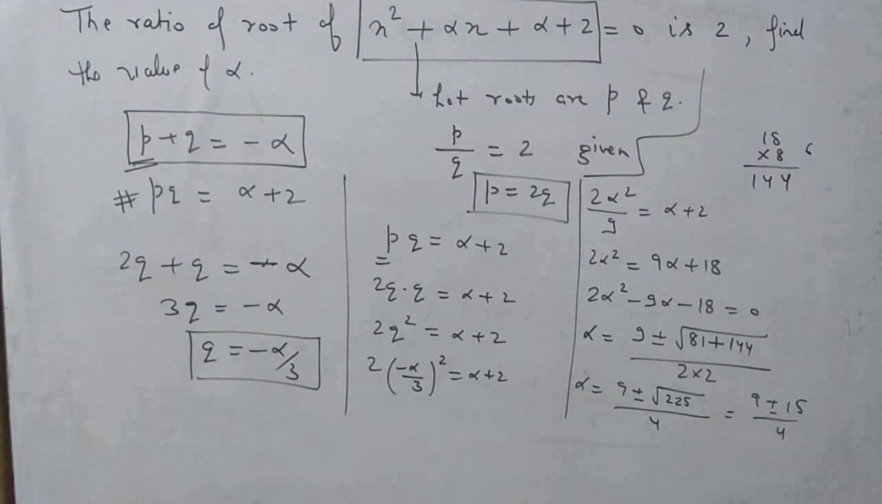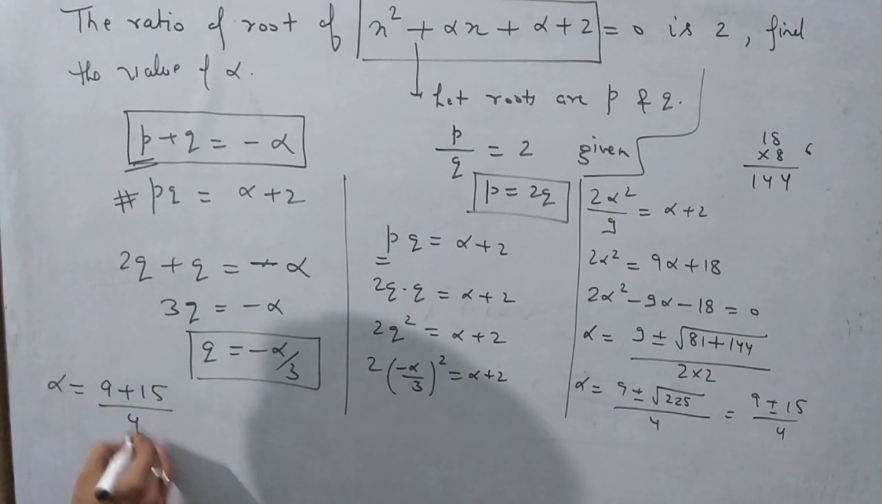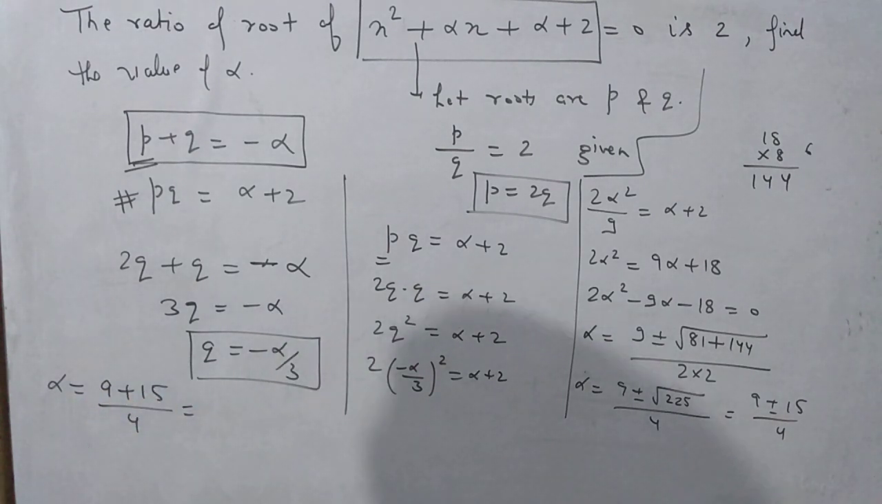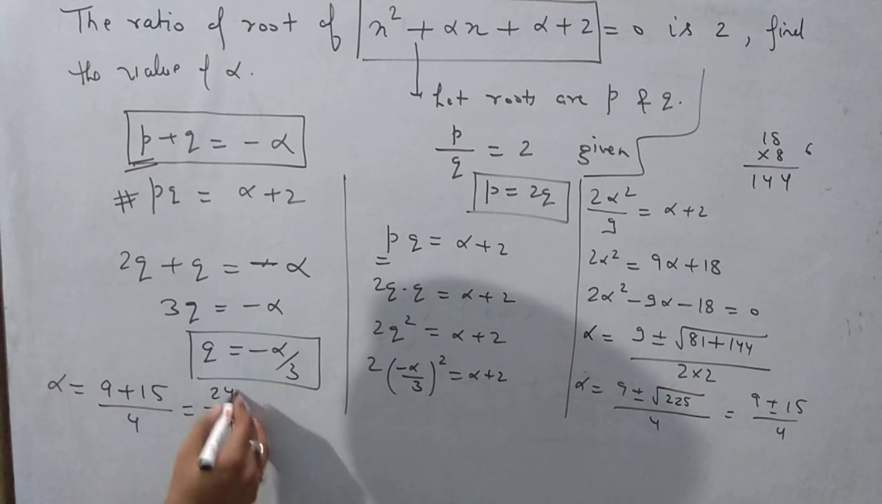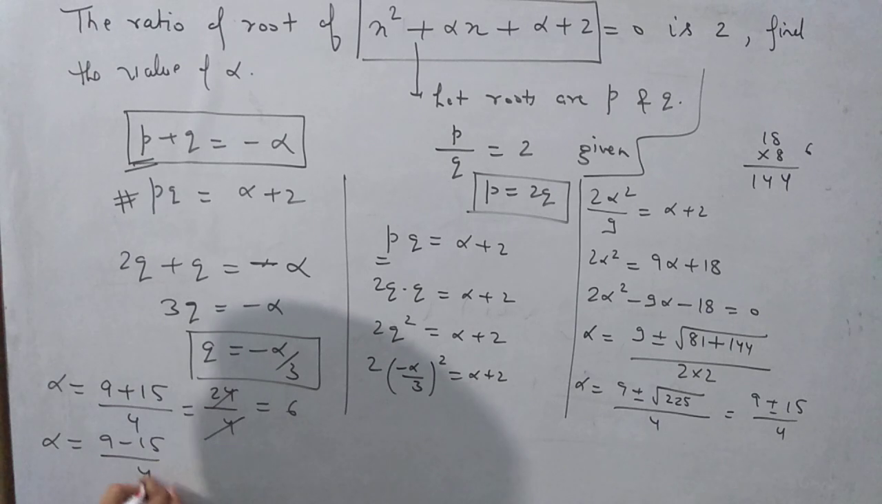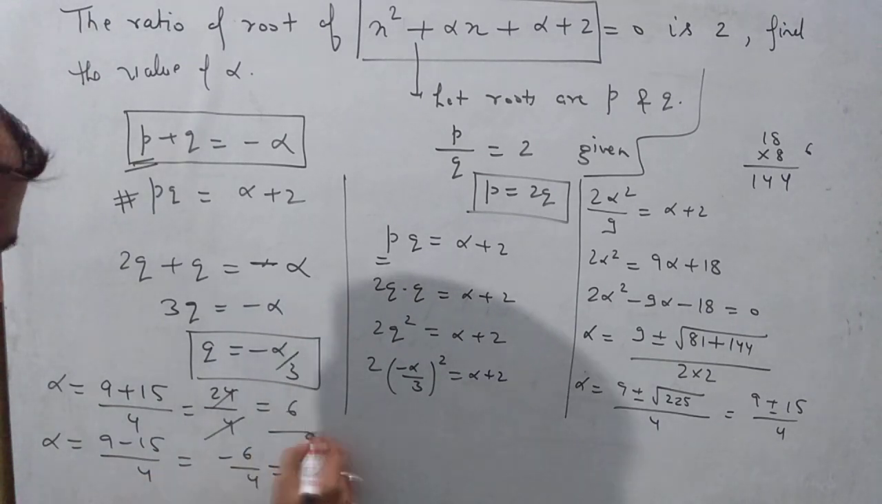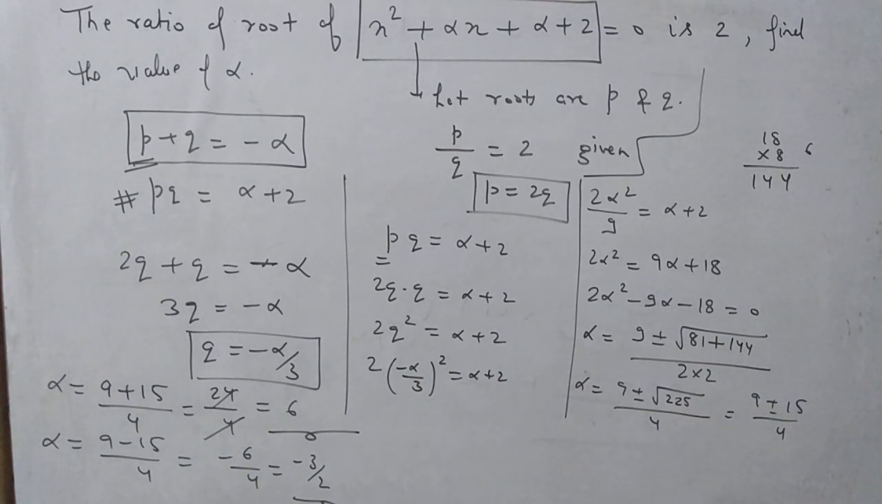It further simplifies. Taking the first: alpha is equal to 9 plus 15 by 4, 15 plus 9 is 24 by 4, which gives 6. And alpha is equal to 9 minus 15 by 4, minus 6 by 4, which is minus 3 by 2. These are the two values of alpha. So sometimes a question is given in this manner also. They are connected and the ratio is given, so we have to find the value of the equations.